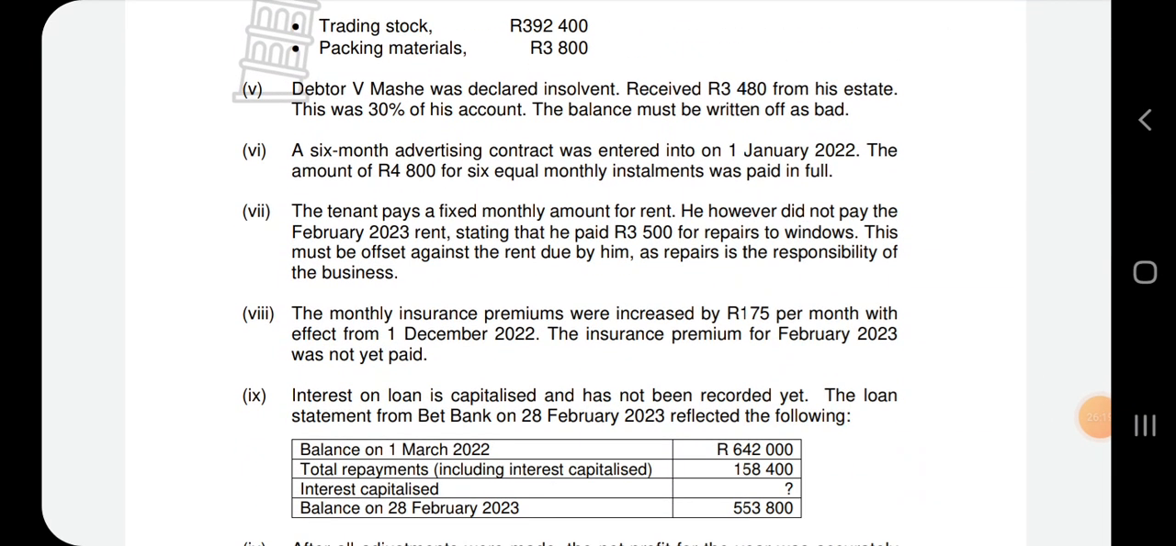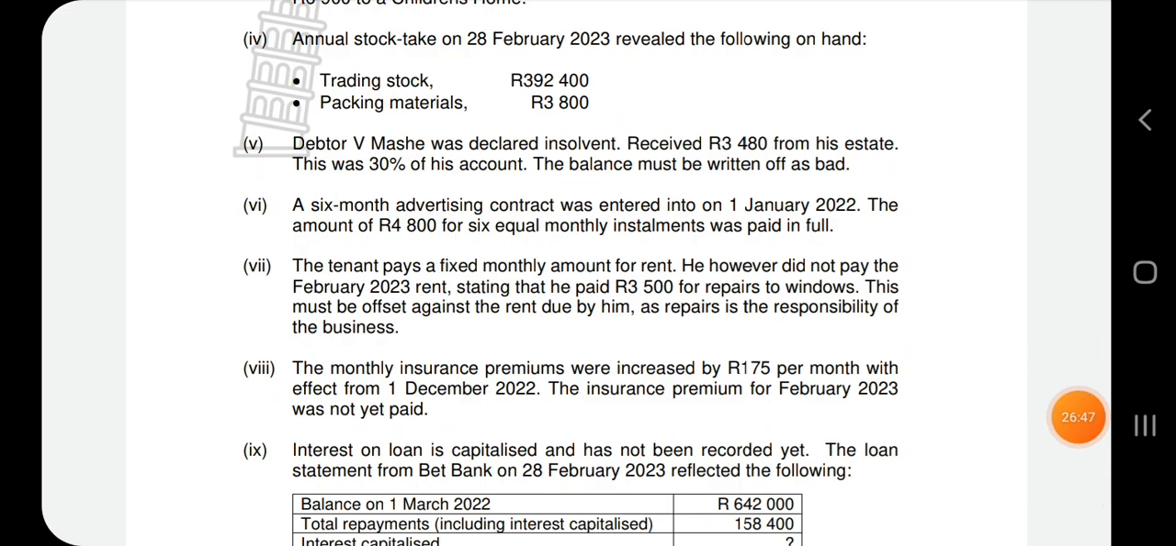Then a 6 months advertising contract was entered into on the 1st of January 2022. The amount of 4,800 rand for 6 equal monthly installments was paid in full. What this means is that the contract was entered into on the 1st of January 2022. The year ended 28 February, the one that we are doing, which means it started on the 1st of March.